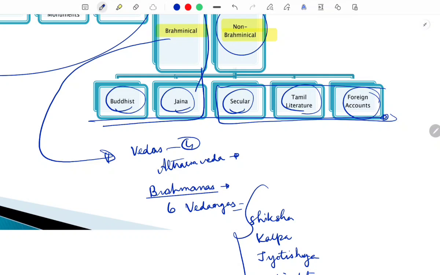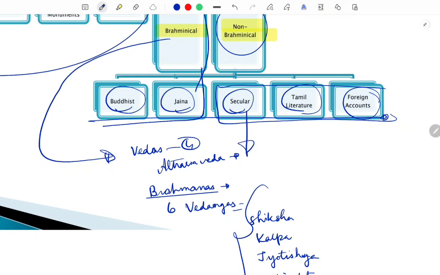The Buddhist texts include the Tripitakas, Deepvansa, Mahavansa. In the last lecture also I told you these things. And in the secular texts, we have some grammatical works, some works on medicine, some works on astronomy, some works on mathematics, and also some works on statecraft like Nitisar and all. So these texts are important, and these texts are of secular nature.